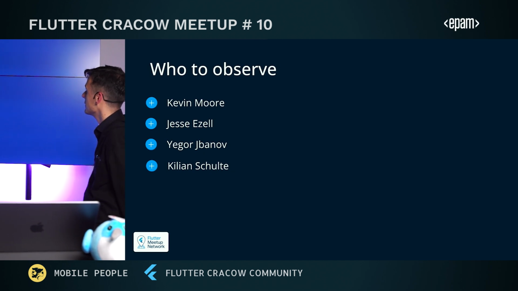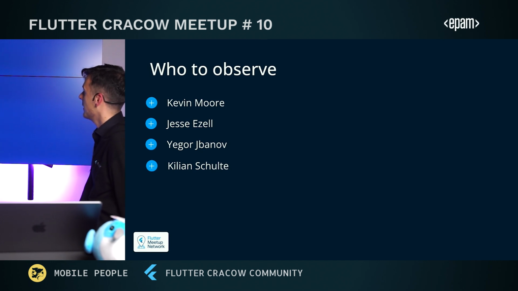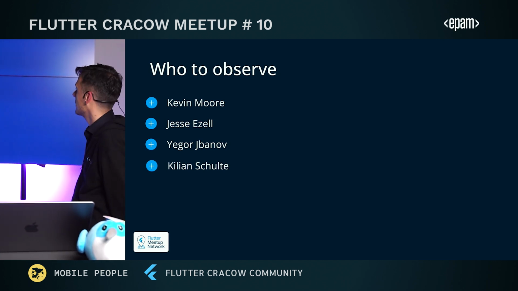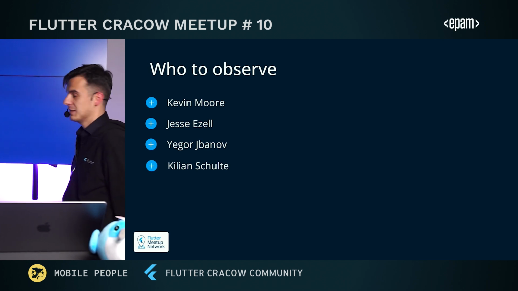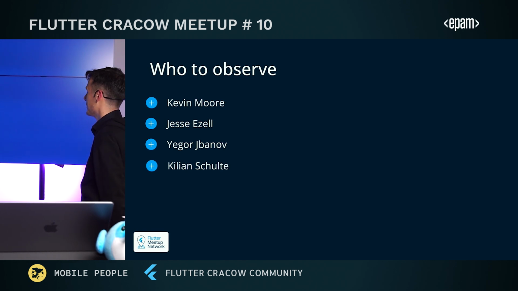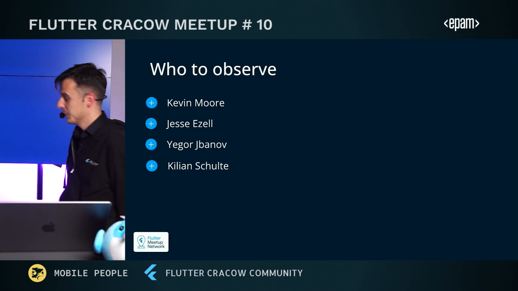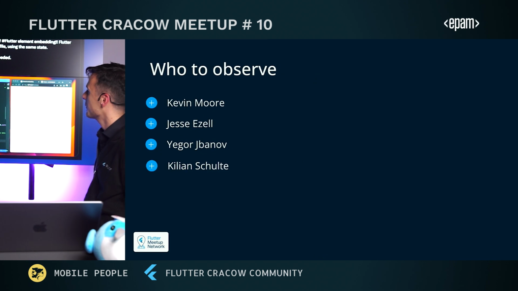Yeah, two slides more, I think. Who to observe on Flutter Web if you're interested. Kevin Moore is a project manager of the Flutter team for Flutter Web, so he's always saying some new things on that. In contrast, there is Jesse Ezel, mostly on X, who is always finding bugs and bad things in Flutter Web, so it's always good to see what he has in mind. There's Yegor Ivanov from the Flutter team, who is always the guy who provides solutions to those problems. And we have Kilian Schult, a person who is from Jasper.